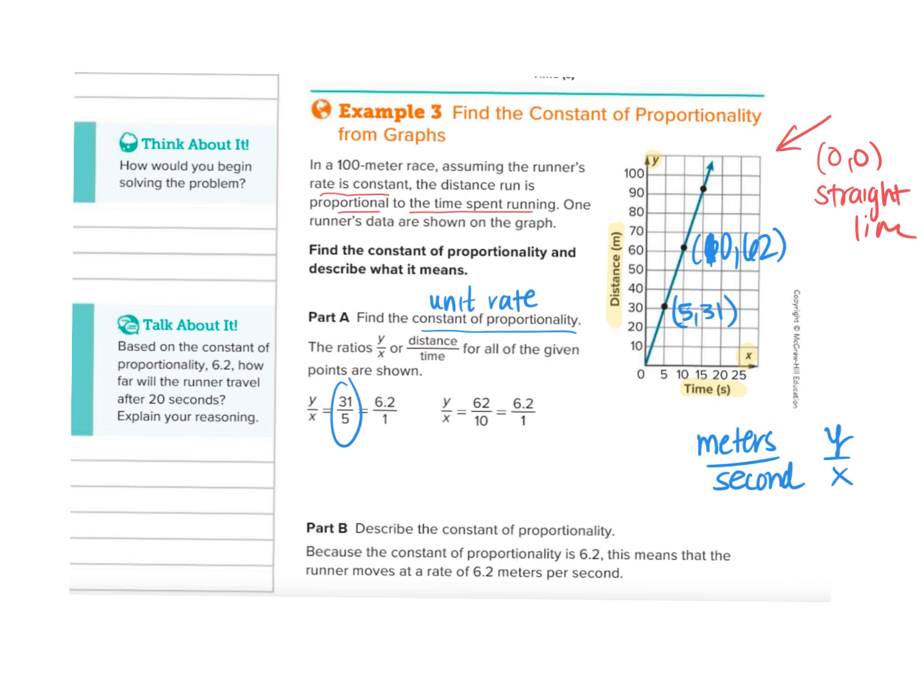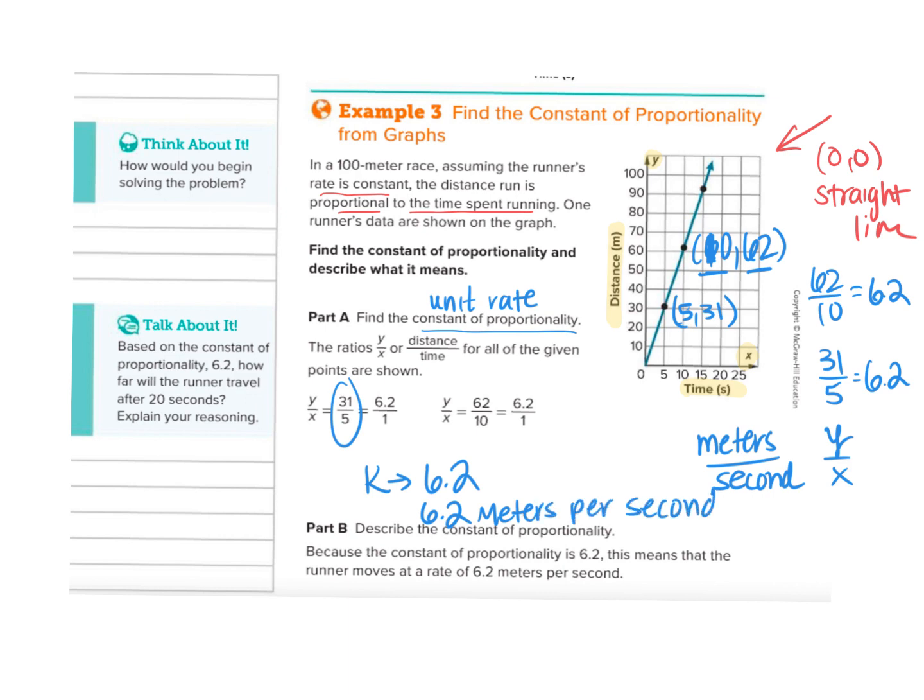So to find my constant of proportionality, I'm going to take the y coordinate divided by the x. So I'm going to do 62 divided by 10, 31 divided by 5. I should get the same number each time I do that. And good news, I do. It's 6.2. So my constant of proportionality is 6.2. Now, if I want to say what that actually means, I have to say, what's the unit rate? Well, that would mean that this runner is running 6.2 meters per second. So if it says describe it, that's what you would need to do to describe the constant of proportionality. So there's my two answers. I listed it and then I described what it meant.